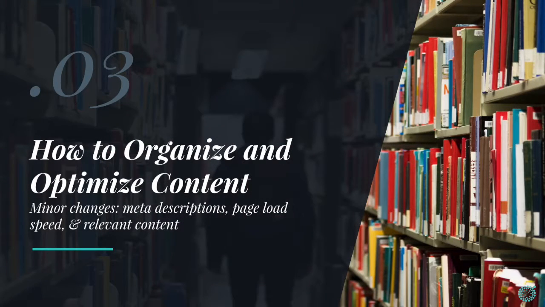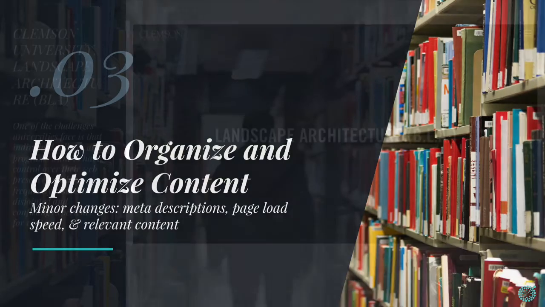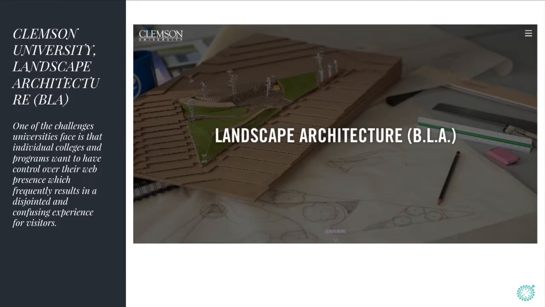Let's talk a little bit about how to organize and optimize content. Another example here, this one we really like. This is a program page over at Clemson University for their landscape architecture degree. One of the challenges that universities face is that individual colleges and programs want to have control over the web presence, which frequently results in a disjointed and confusing experience for visitors. And I think Clemson do a good job of avoiding this challenge.